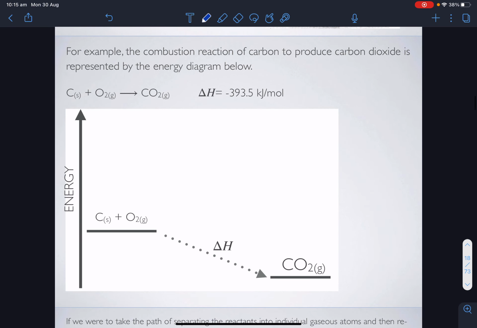Okay, so for example, we've got a combustion reaction of carbon with oxygen, well, combustion, it's with oxygen, to produce carbon dioxide. And we've got an energy diagram for this here. We've got carbon and oxygen on the left, so carbon solid and oxygen, and we're making carbon dioxide on the right. And it's lower energy, it's more stable, and we've got a negative enthalpy, which is negative 393.5 kilojoules per mole, okay?